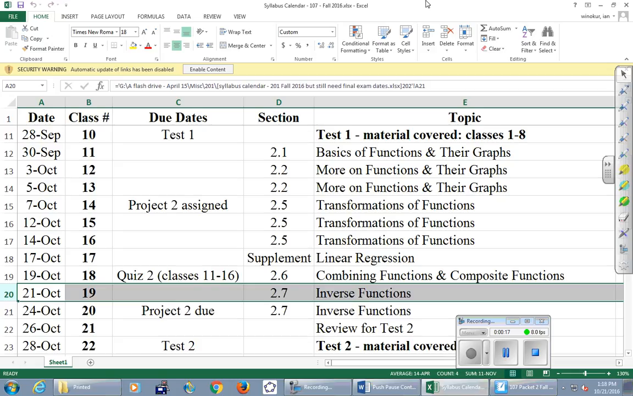Project number 2 is due. Hopefully we've made a lot of progress on project 2. If you haven't, then this is what you're going to be spending your weekend on. Project 2 is all about transformations. Okay, so that's going to be due first thing on Monday.